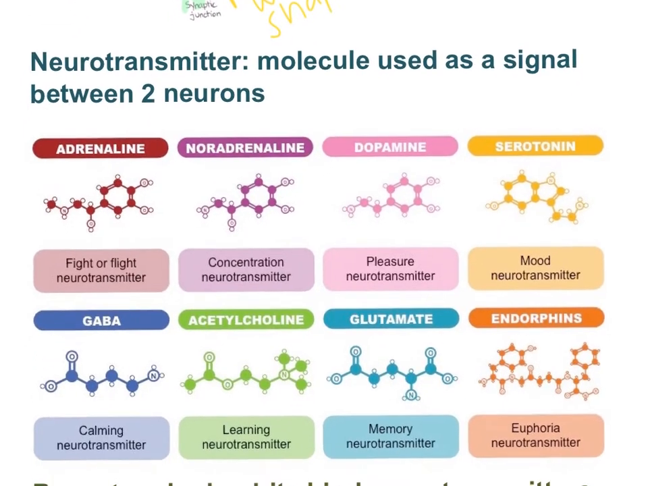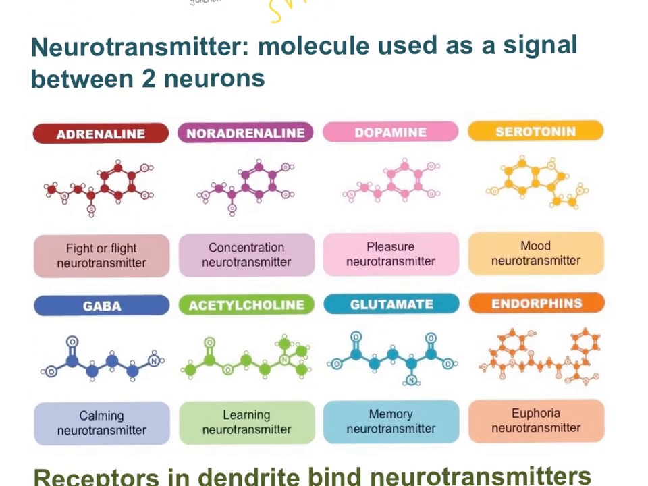That neurotransmitter is a molecule used as a signal. So that neurotransmitter that's normally stored in the vesicles is going to act as a signal to start the action potential in the neighboring neuron. So when the neurotransmitter binds to the dendrite, it causes the action potential to start in that neuron.